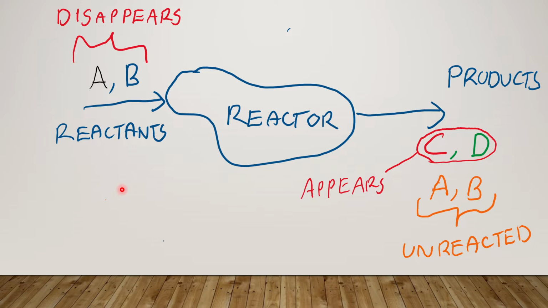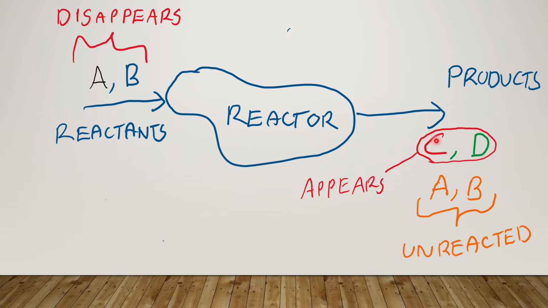So you can see here, it just shows us that the reactants come into the reactor, and what happens is you'll have some reactions taking place, and then A and B will disappear, and C and D will appear as products. However, you will have some amount of A and B remaining. We call that unreacted moles of A and B, because we find them in the product stream.